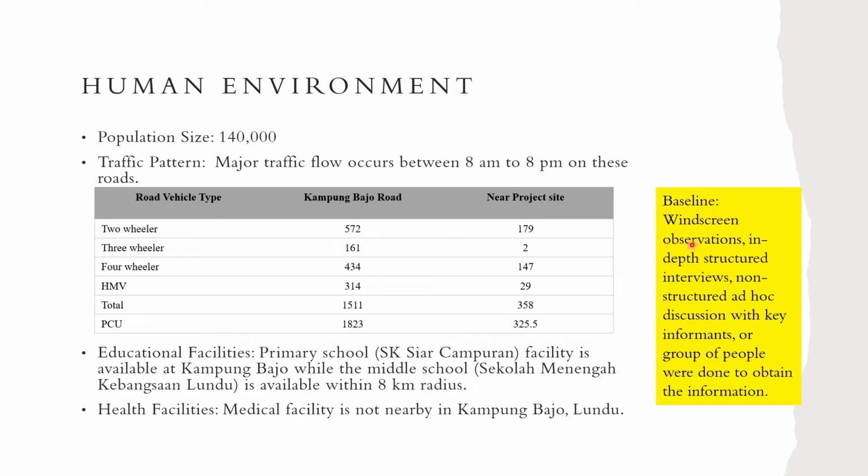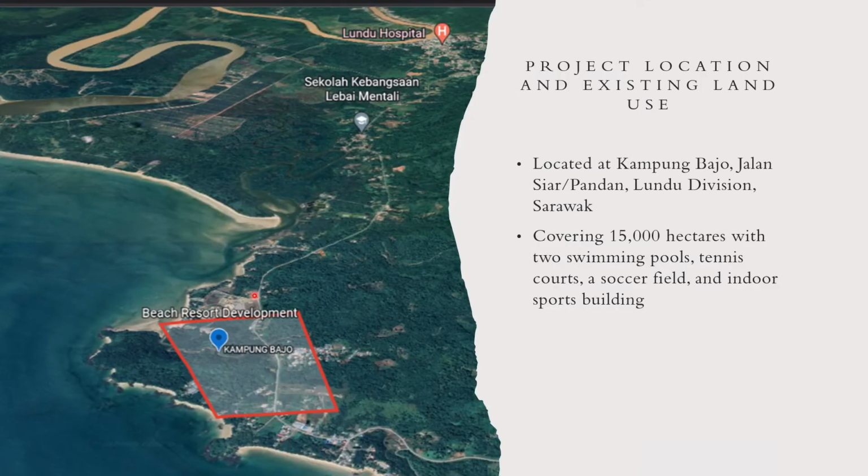Baseline study. We used observation, in-depth structured interviews, and non-structured ad hoc discussions with key informants or groups of people to obtain the information. Here is the project location existing land use. There are 15,000 hectares covered with two swimming pools, tennis courts, a social field, and an indoor sport building.